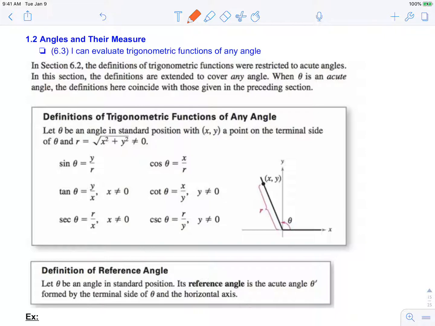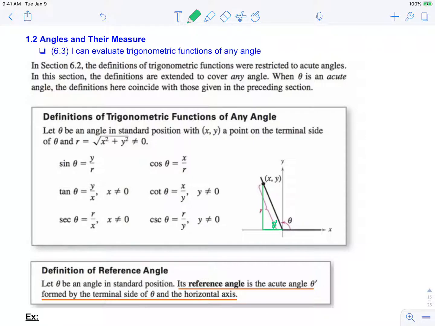So here we have our angle theta drawn in standard position. If our angle is in standard position, its reference angle is the acute angle theta prime formed by the terminal side of theta and the horizontal axis. So if I'm trying to visualize that here in this triangle, here's my terminal side. I extend it down to this horizontal x-axis. And this angle here is theta prime, or my reference angle.